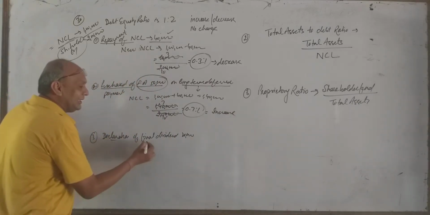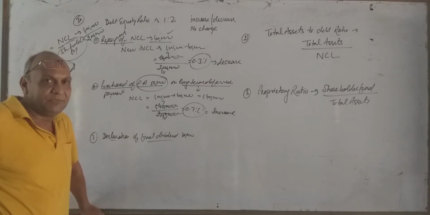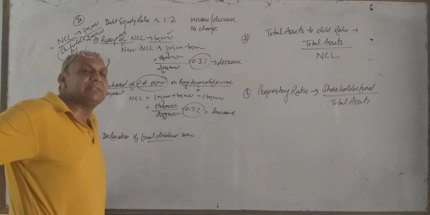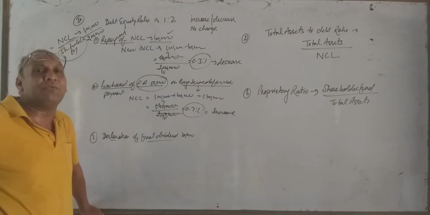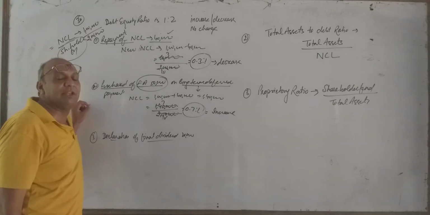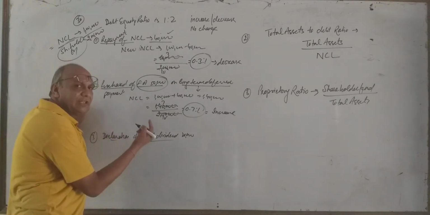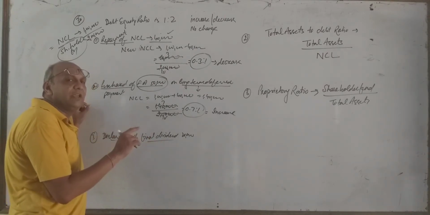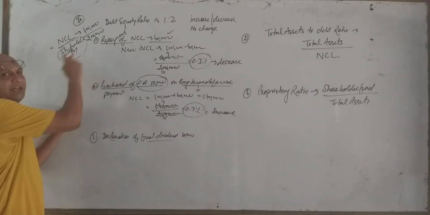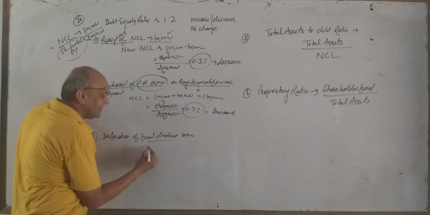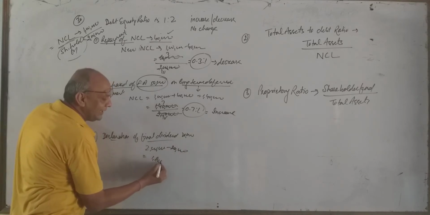One more example. Declaration of final dividend means we have declared the dividend, we have proposed the dividend. So when the dividend is proposed, it is going to affect our current liabilities. ये हमारी current liability को affect करेगा. But when we propose the dividend, it is going to affect our profit, because the proposed dividend we are going to create from the profit and loss account. And when we are creating it from the profit and loss account, what is going to be affected? Our shareholder fund. So our new shareholder fund will be 2 lakh minus 20,000, so it comes to 1 lakh 80,000.